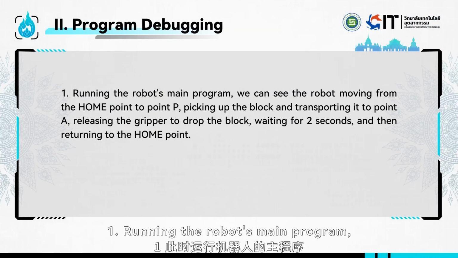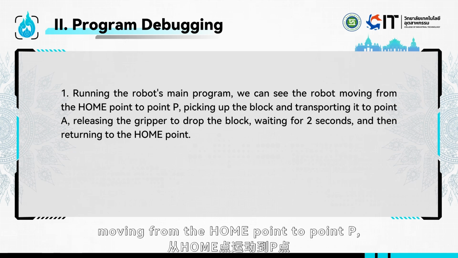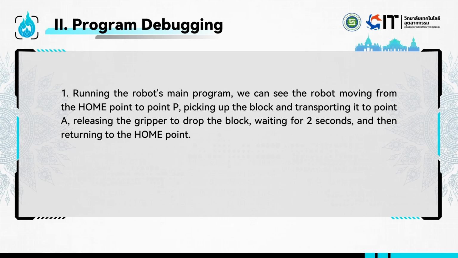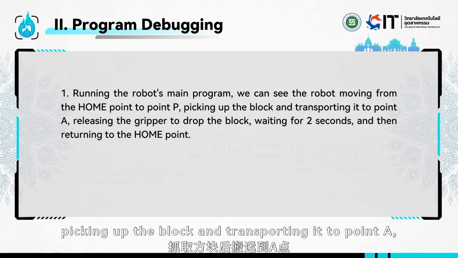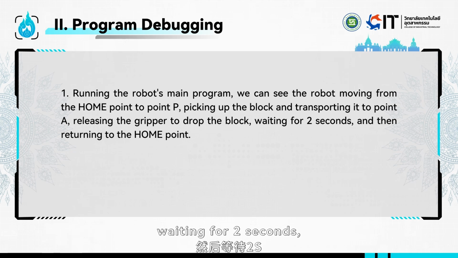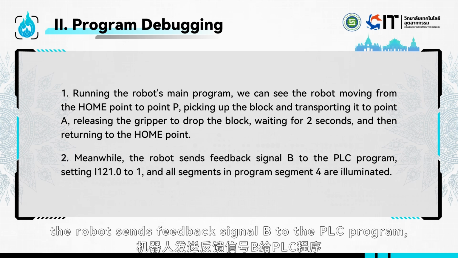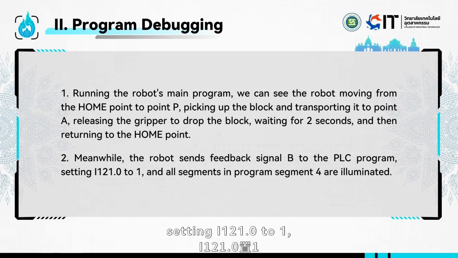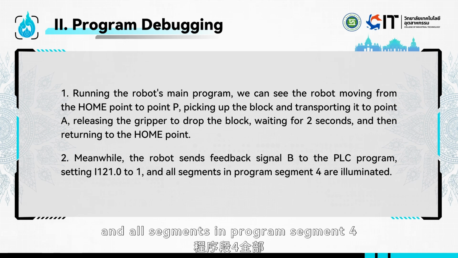Running the robot's main program, we can see the robot moving from the home point to point P, picking up the block and transporting it to point A, releasing the gripper to drop the block, waiting for 2 seconds, and then returning to the home point. Meanwhile, the robot sends feedback signal B to the PLC program, setting I121.0 to 1, and all segments in program segment 4 are illuminated.